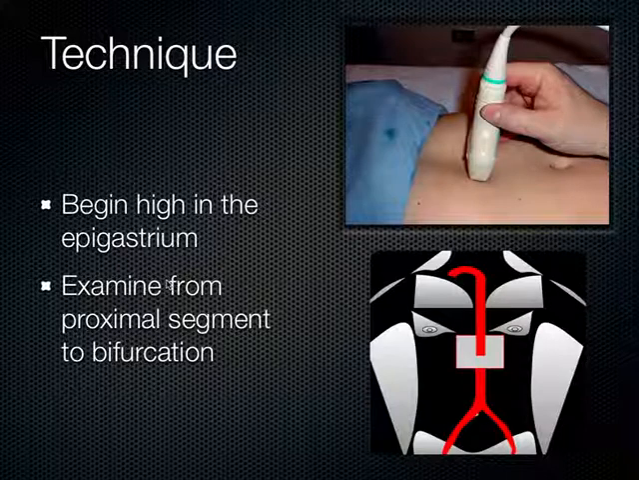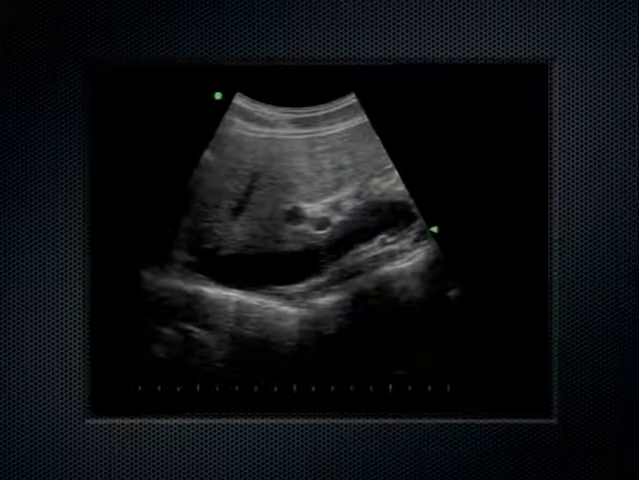The technique is to start high up in the epigastrium, compress many times using both your hands, push a lot of pressure, and you're going to see that spine shadow pop on the screen, and you just drag the probe down towards the bifurcation, to the patient's feet.